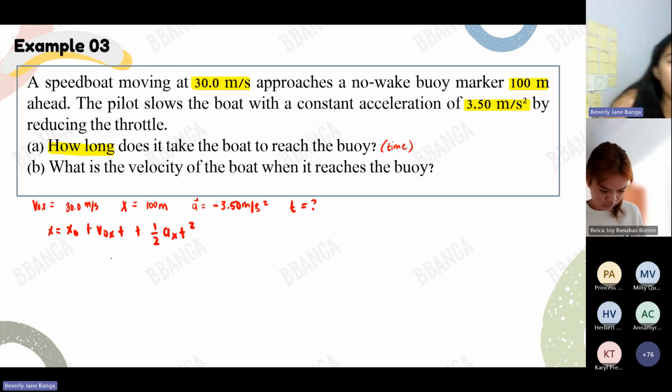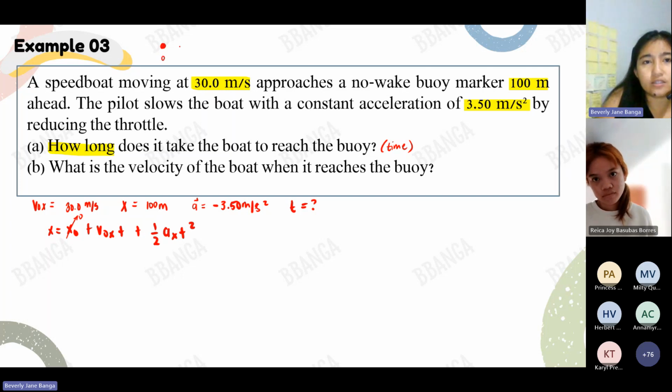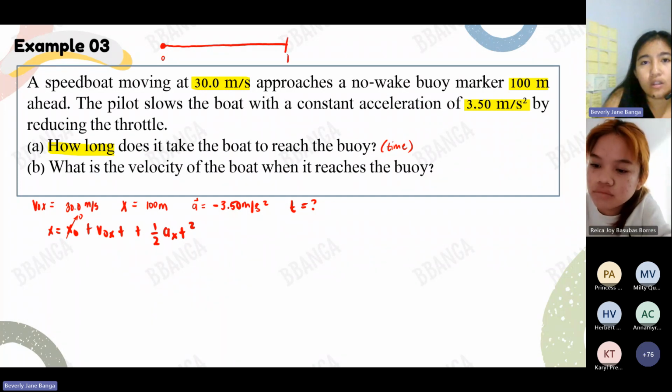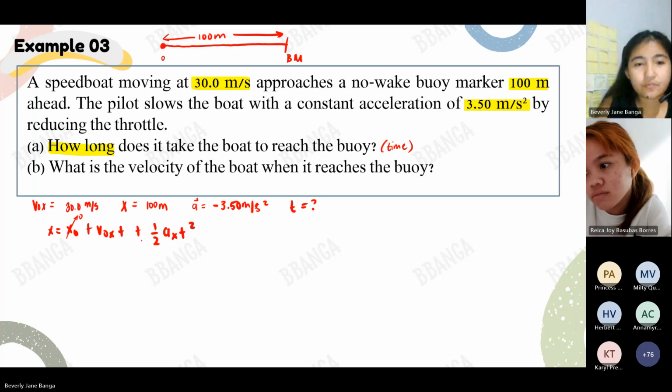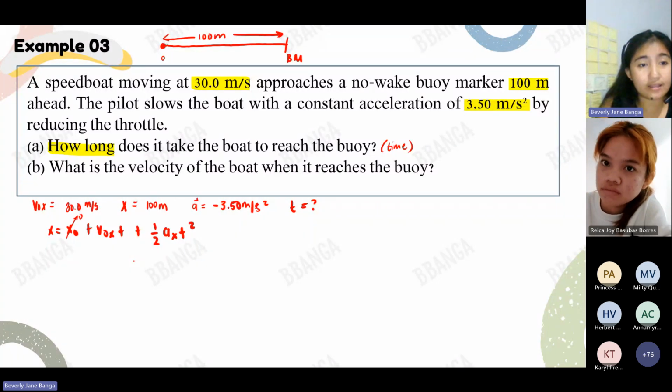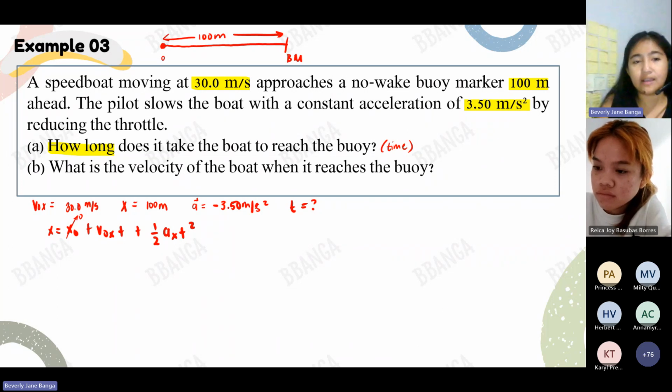Okay, so yung x naught natin, again, we're going to assume it as 0. So, yung parang scenario is nandito yung speedboat initially sa 0 position. And the speedboat has to go to the buoy marker, which is 100 meters away. Okay? So, parang ganyan yung scenario. That's why we're setting x naught as 0. Meron pa ba tayong pwedeng i-cancel? Wala na, di ba? So, ang pwede na lang nating gawin, since we cannot directly isolate t, dahil meron kang t at saka meron kang t squared, we're going to plug in our values.